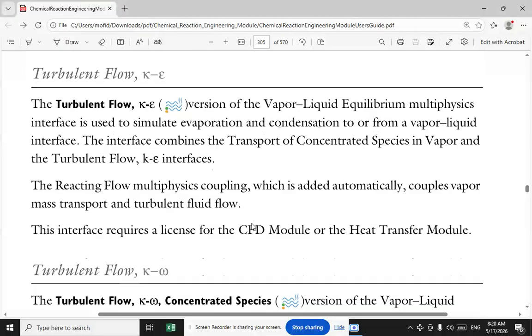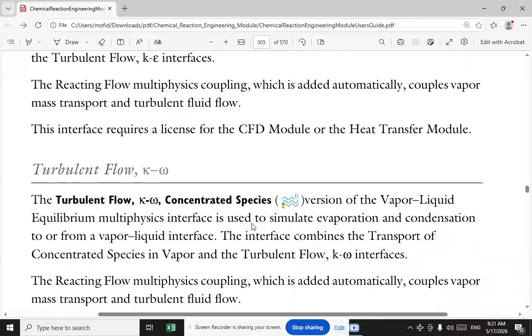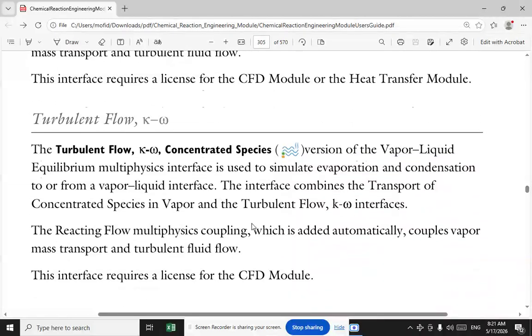Now I want to go through the turbulent fluid k-epsilon version of the vapor liquid equilibrium multiphysics interface. It is used to simulate evaporation and condensation to or from a vapor liquid interface. The interface combines the transport of concentrated species in vapor and the turbulent fluid k-epsilon interfaces. The reacting fluid multiphysics coupling, which is added automatically, couples vapor mass transfer and turbulent fluid flow. This interface requires a license for the Battery module or the Heat Transfer module.